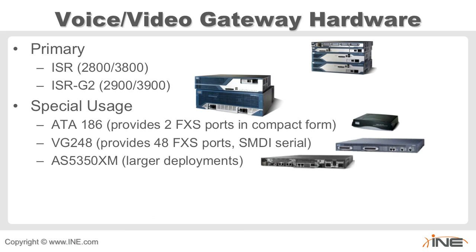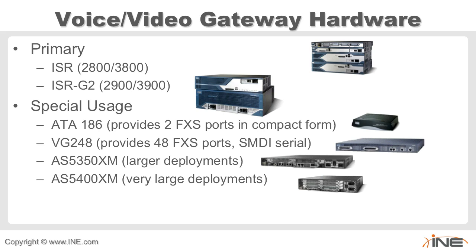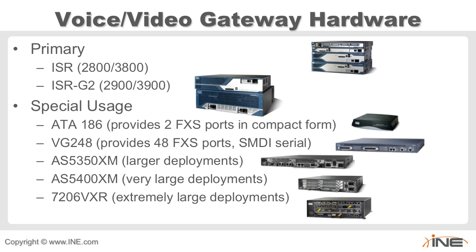Also an AS5350XM. This can be used for larger deployments or service provider deployments. This can take a very high number of, well, really probably at this point, not even T1s. At this point, you're probably into T3s or E3s in terms of number of voice channels. AS5400XM, again, very large deployments. And 7206 VXR, or the 7200 series of routers, extremely large deployments or service provider edge signaling.